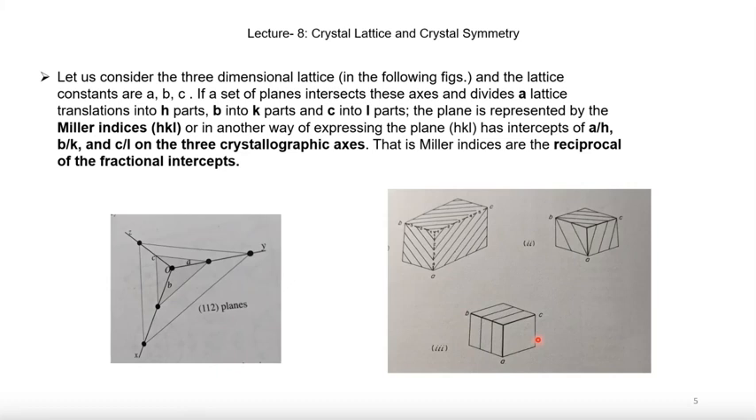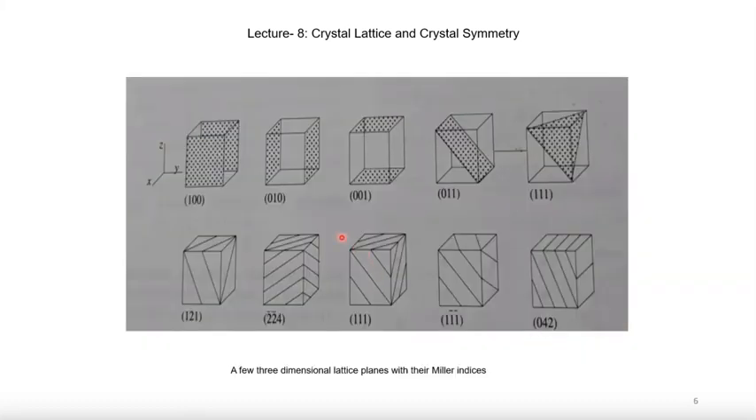Okay, we go further. Now we are talking about some other planes with the negative direction also. So this is a cube, this is a unit cell. Here, this shaded plane we call 1, 0, 0. This shaded plane we call 0, 1, 0. This shaded plane we call 0, 0, 1. This shaded plane we call 0, 1, 1. And this shaded plane we call 1, 1, 1. Okay, similarly, we go for others.